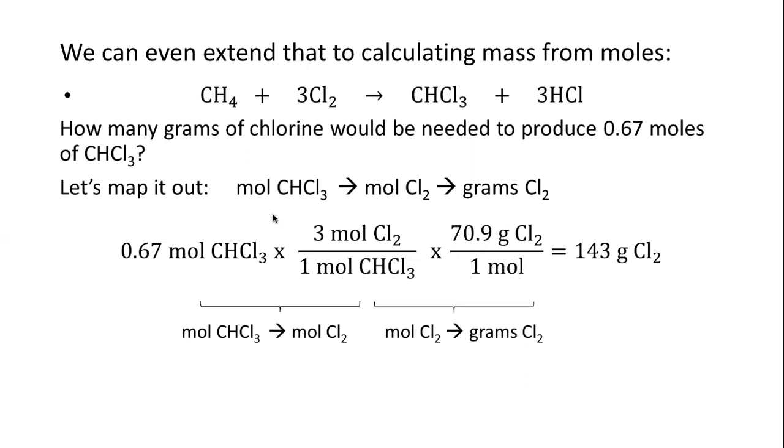And we're going to cross out. What goes up must come down. Moles and moles are going to cancel out. Moles of chlorine and mole here are going to cancel out. That leaves us with grams. And when you multiply across the top and divide by the bottom, our final answer is 143 grams of chlorine.